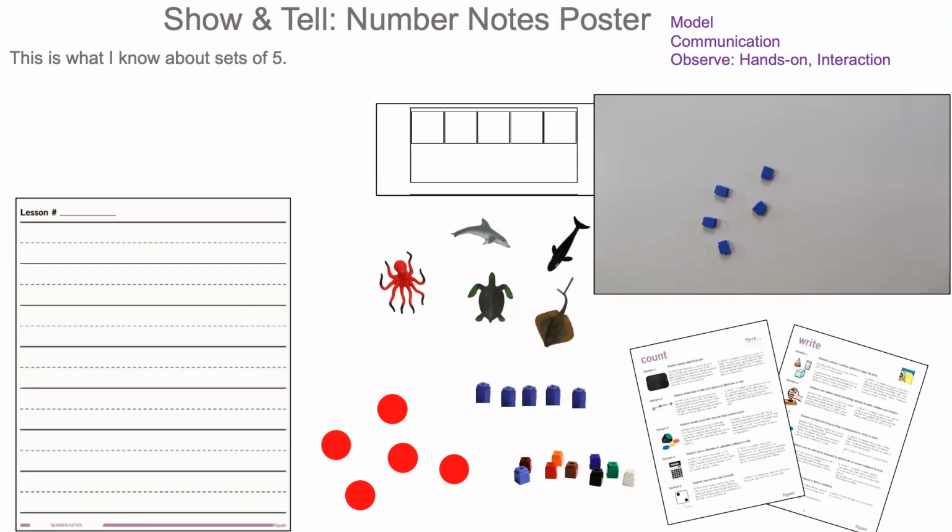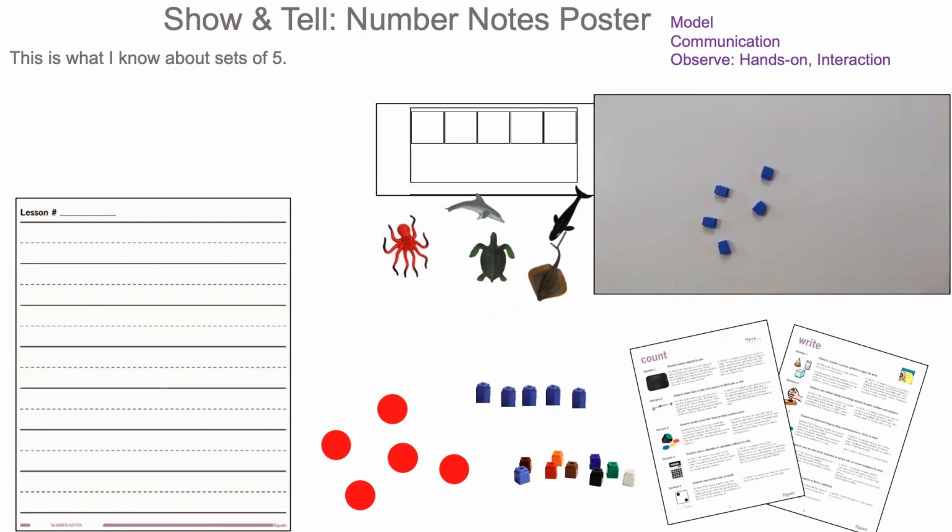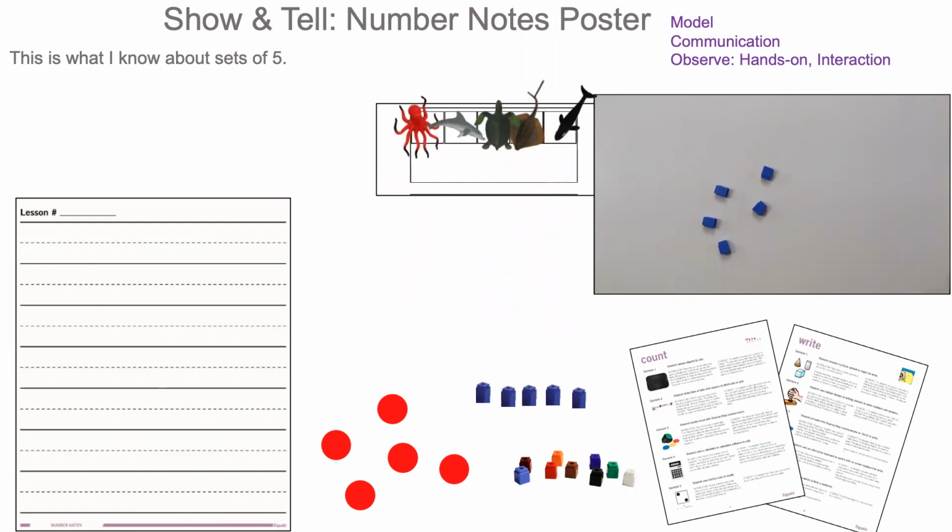The last activity on this page is show and tell. The number notes poster is used to model how to communicate thinking and learning as it's related to the lesson objective. The structure of the lesson activity is broken up into 3 paragraphs. The first paragraph shows how to model an answer to the question, what do you know about the lesson objective? This is where you as the teacher will use the familiar experiences as well as the tools that have been used from all of the previous activities on this lesson page to show what you know about the lesson objective.